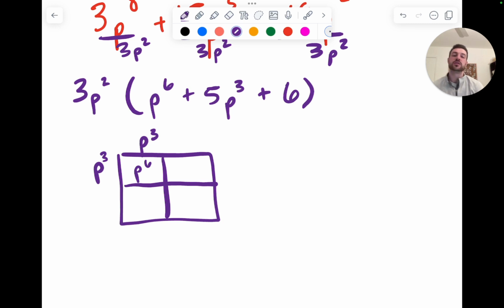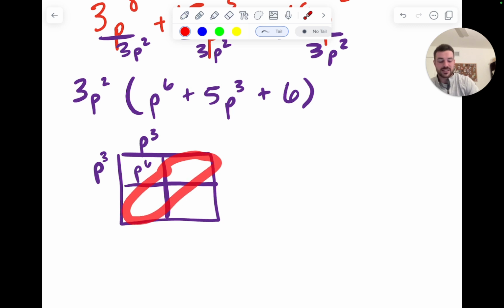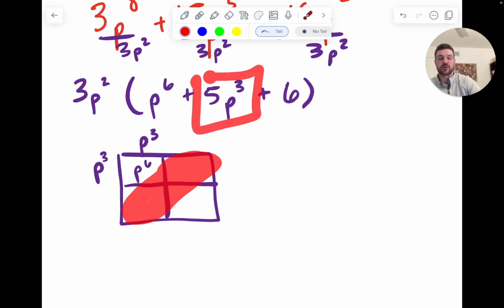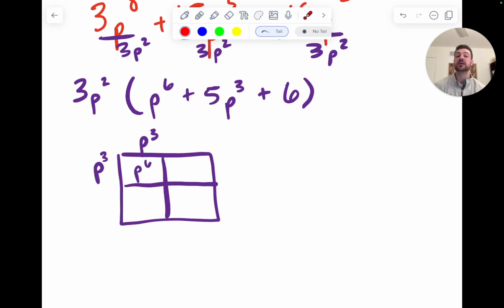So it's kind of hard to know, but the idea is when we do our area model, our diagonals here should combine to give us our middle term. Well, there's only one term in the middle, so that means they need to combine evenly. And the only way that works is if each of these has the same power. So it needs to be p to the 3rd and p to the 3rd.